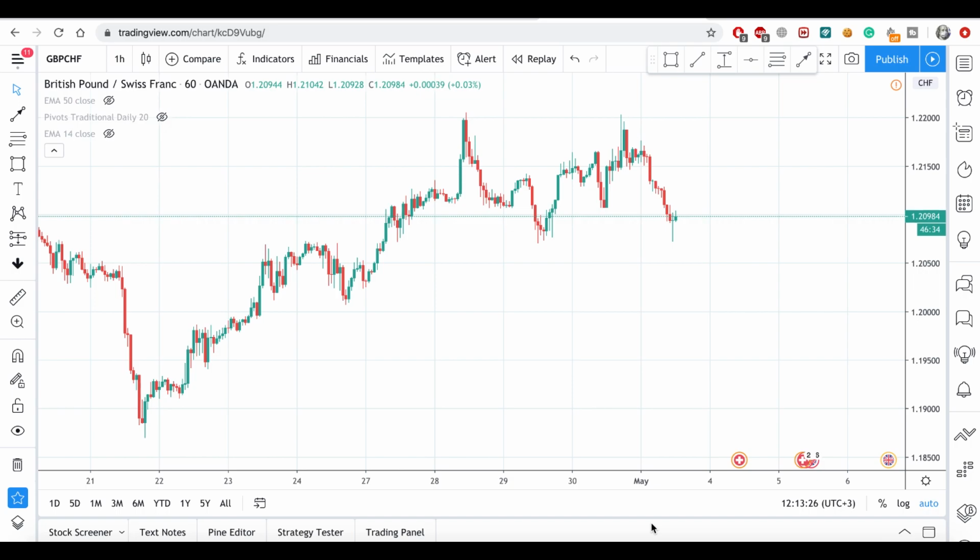Here's Pound Swiss, 1 hour time frame. So, in an uptrend, to draw the Fibonacci retracement tool, we set the base at the recent swing low and connect that with the recent swing high. So let's do this.